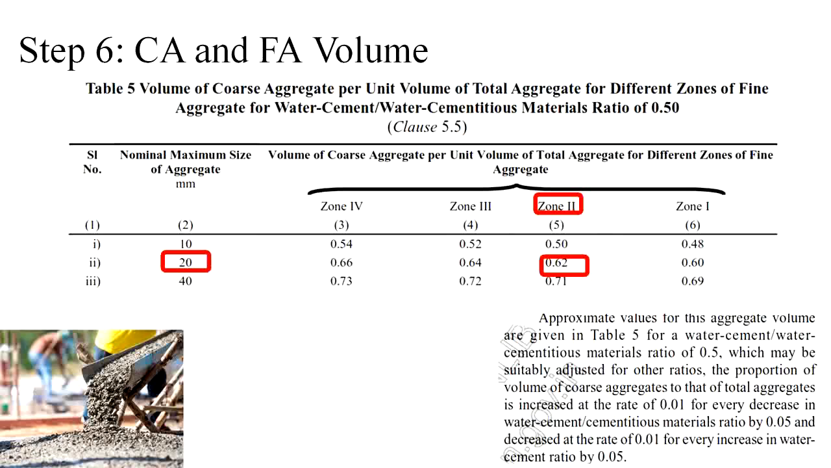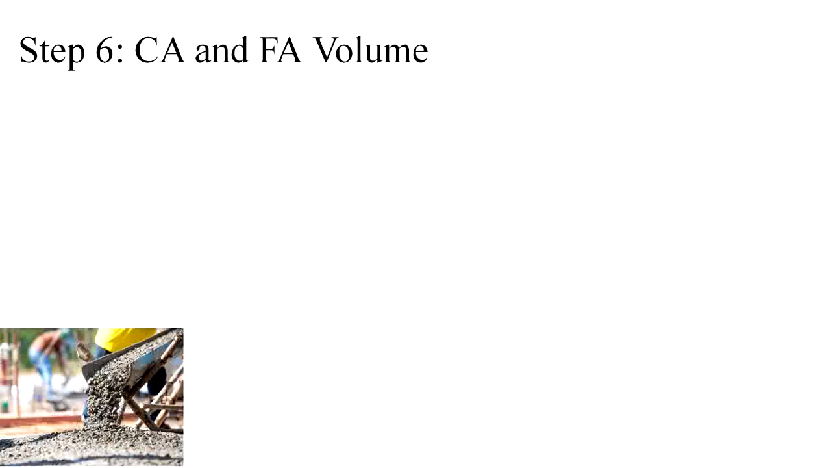The correction is that the proportion of volume of coarse aggregate to that of total aggregate is increased at the rate of 0.01 for every decrease in water cement or cementitious materials ratio by 0.05, and decreased at the rate of 0.01 for every increase in water cement ratio by 0.05. So, the base water cement ratio is 0.5. The aggregate volume is 0.62.